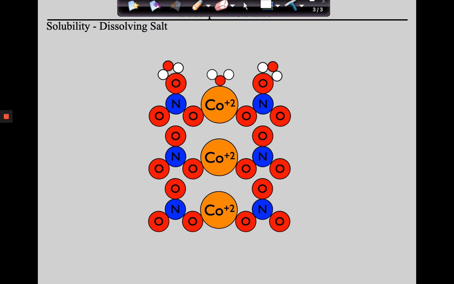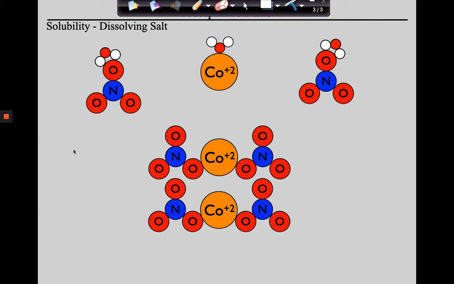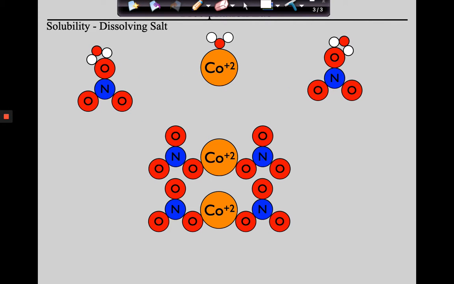So guys, literally, this is what happens. The water molecules come in and they grab a hold of these things, and when it dissolves, it literally splits apart into cobalt ions and nitrate ions. Yeah, there's twice as many nitrates as cobalts, but we want to know the types of ions. So our positive ion is cobalt, and our negative ion is nitrate, and we don't care about how many of each there are. Does that make sense?